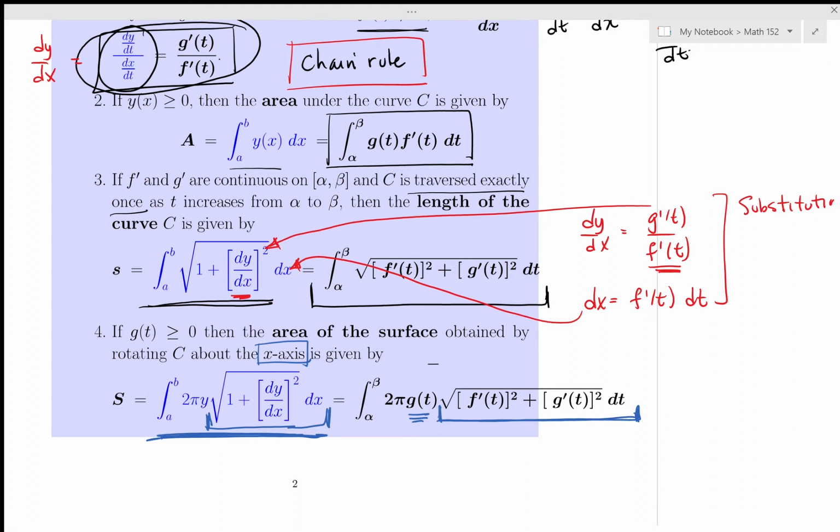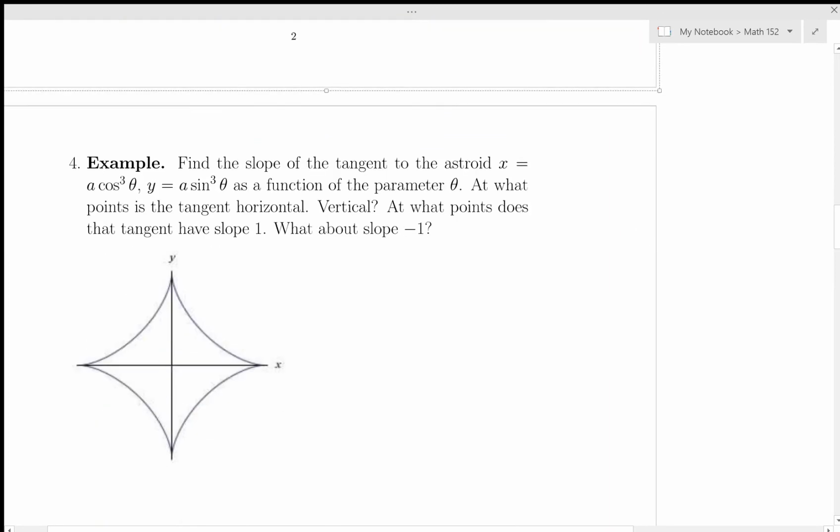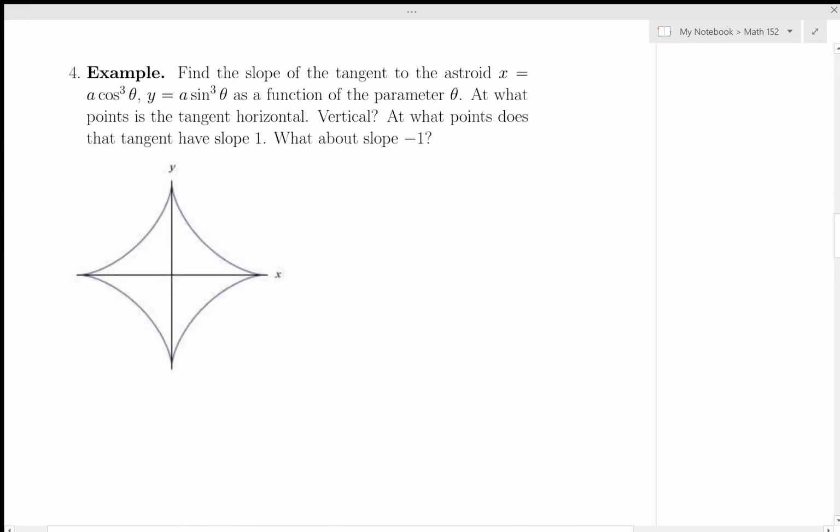So we're going to now do a few examples, and actually we're going to start our examples by doing a tangent line computation. This is actually a calculus 1 tactic to find the slope of a tangent line, but we're going to do it with a parametrically defined curve just for a bit of review and seeing how we use the chain rule. So here's a curve, an asteroid. This curve is called the asteroid, and it is parametrically defined. So we've got it here.